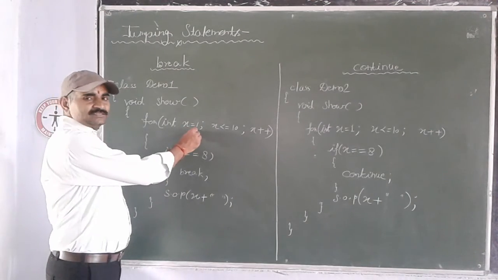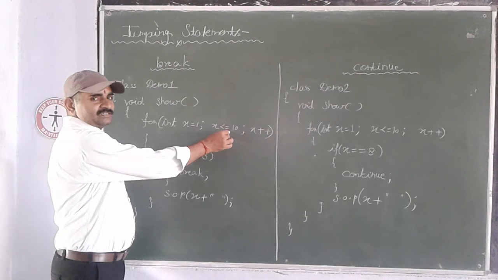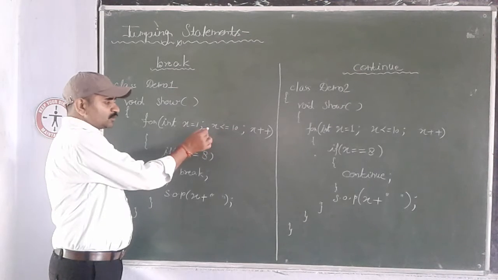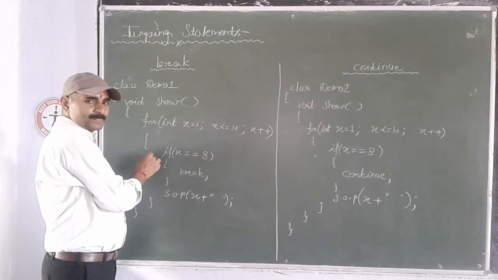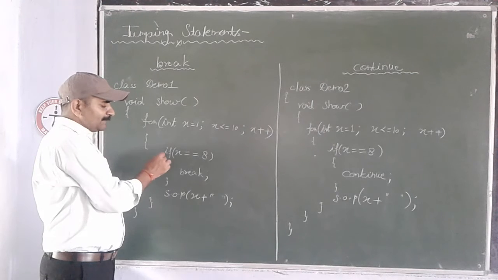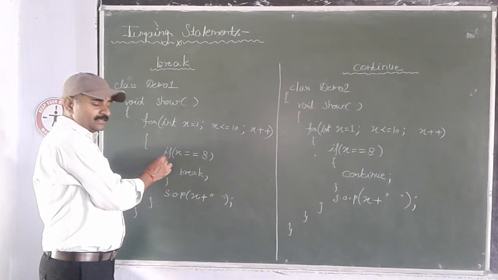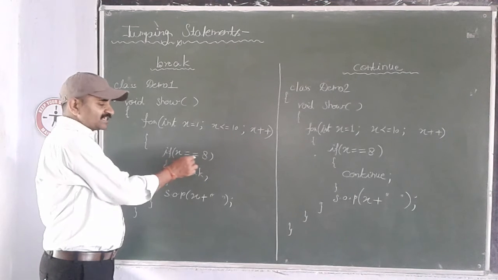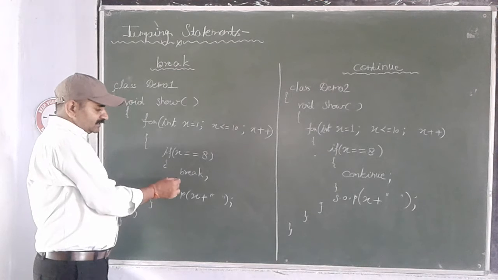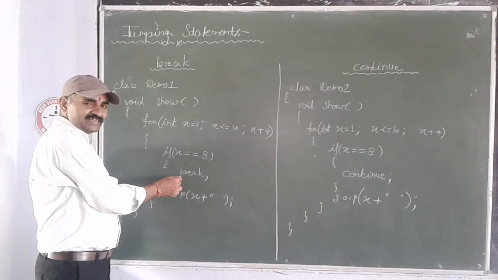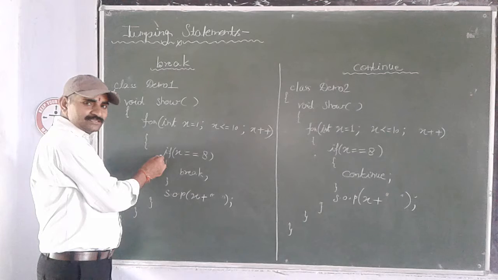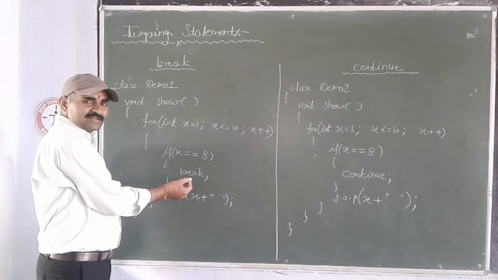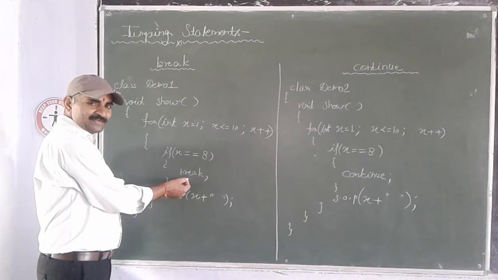x is equal 1, x is less than equal 10, 1 is less than equal 10. Condition is true. Since condition is true, control goes to the body of the loop. In the body of the loop, you have an if statement. If x is equal 8, what is x? 1. 1 is equal 8, false. This break keyword is defined in the body of the if statement. Since the if condition is false, there is no execution of this break statement.